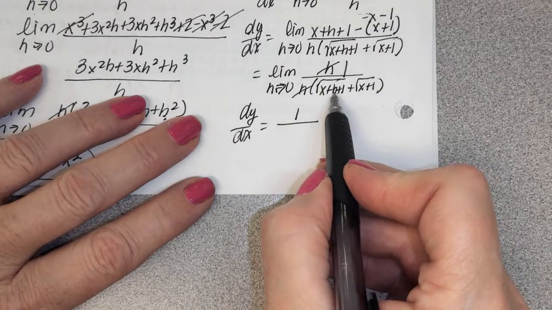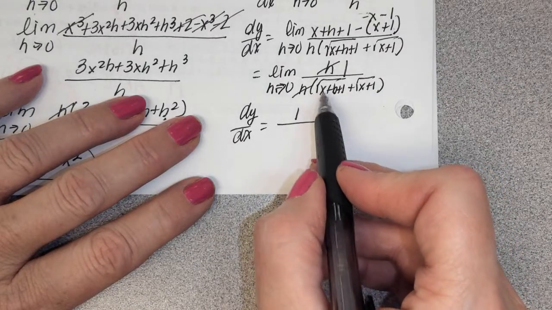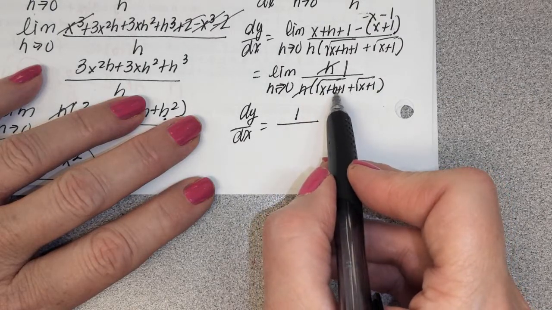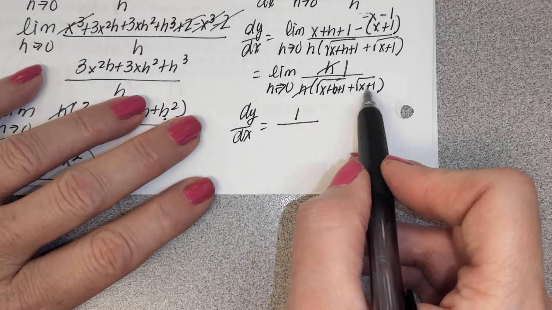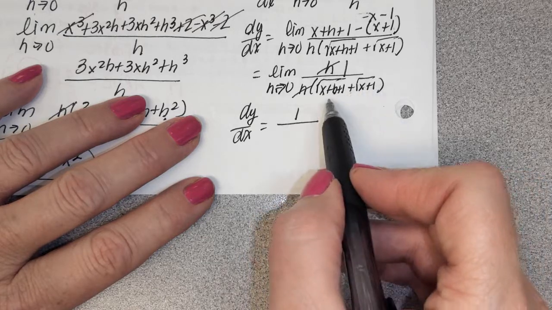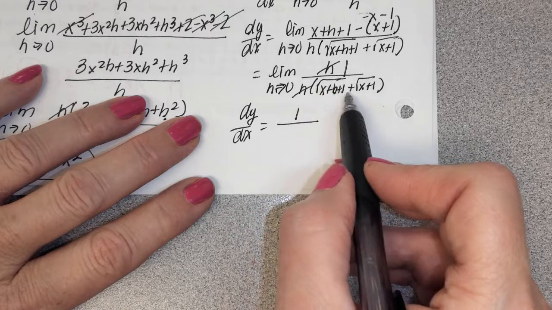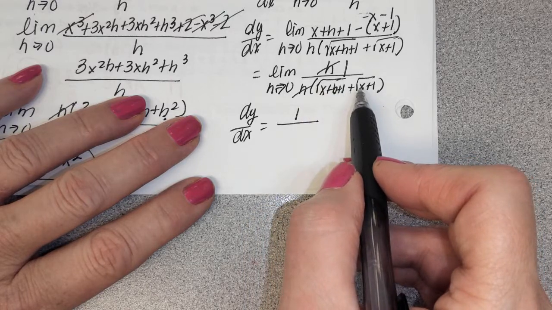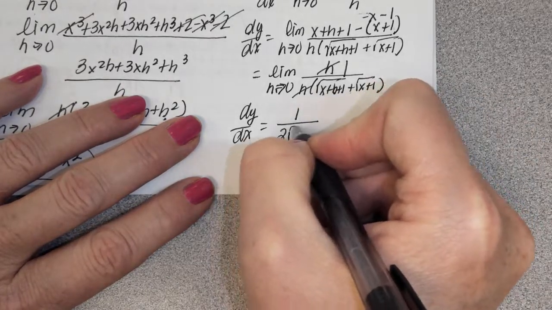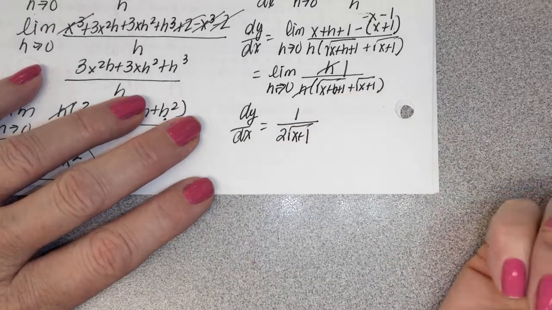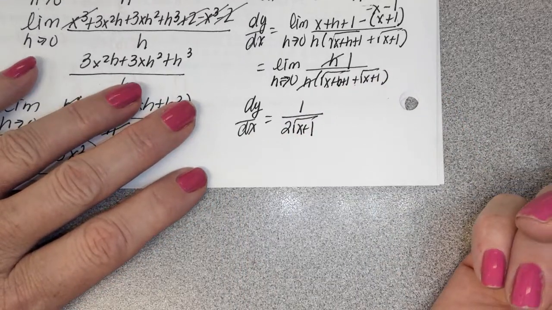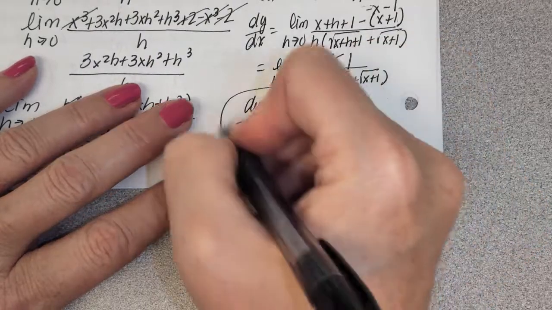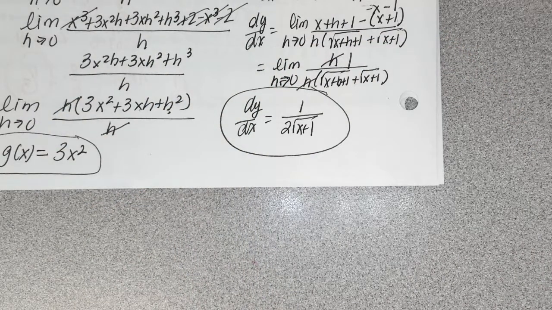If I plug in 0 here, I'm going to have a radical x plus 1, because that's 0, plus another radical x plus 1. What do I get if I add a radical x plus 1 plus another radical x plus 1? 2 radical x's plus 1. Okay, and that's our derivative. That's the formula that's going to tell us the slope at any given point. All right, feel like you can do that kind of thing?